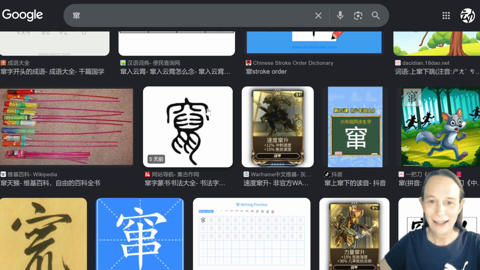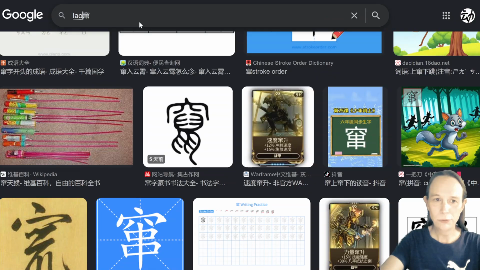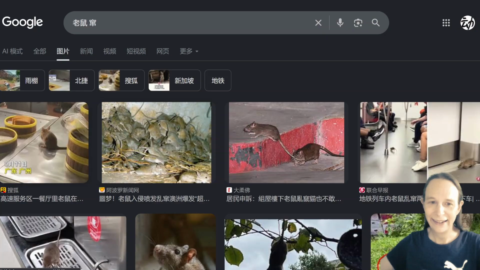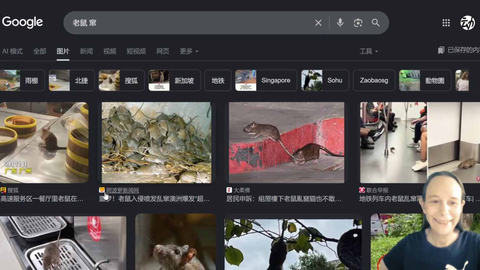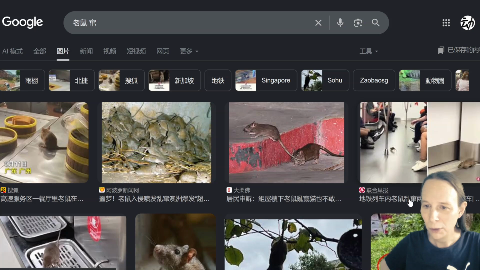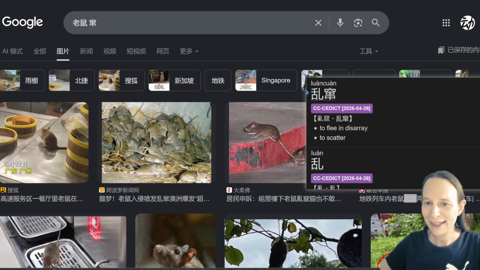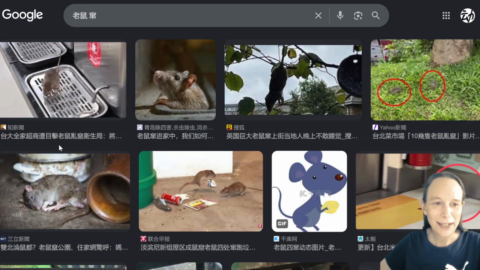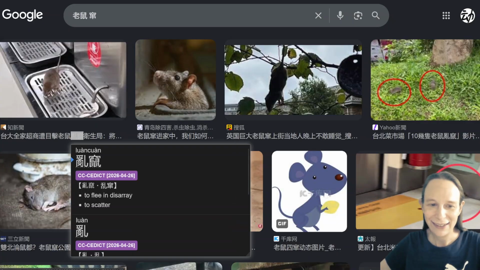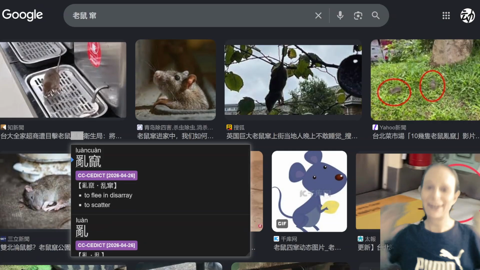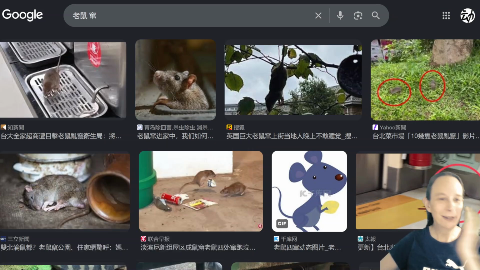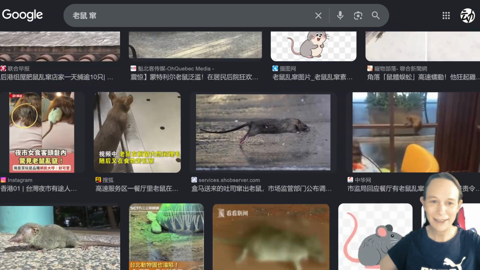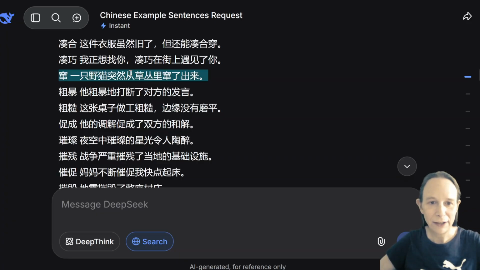I don't know. Anyway, 窜. So like 老鼠. 窜. Yeah. So you see the mice and they 窜. They scurry. That's my impression. Here, 老鼠乱窜. 乱窜 scatter. All right. There's a mouse on the subway. 窜乱窜 scatter. To flee in disarray. So if there's lots of mice, they go in all different directions. It's like all over the place. 窜了出来.